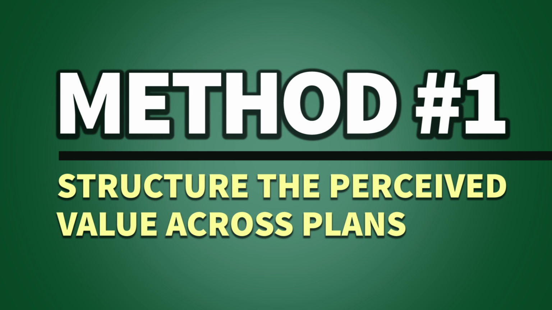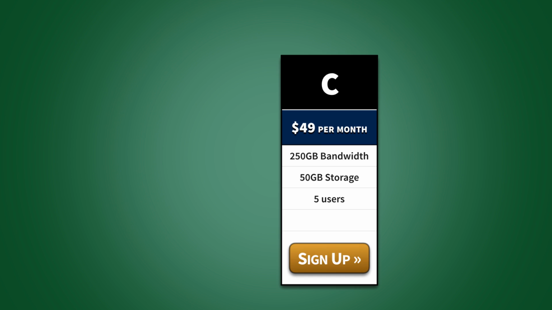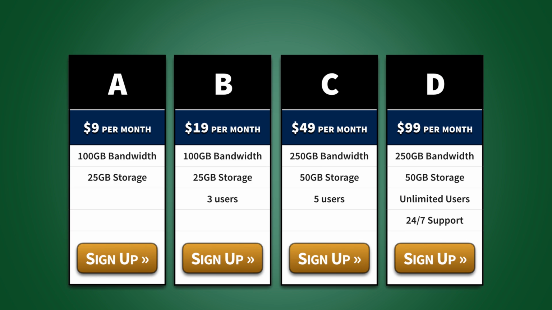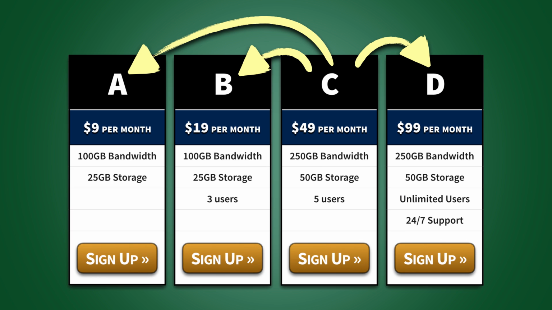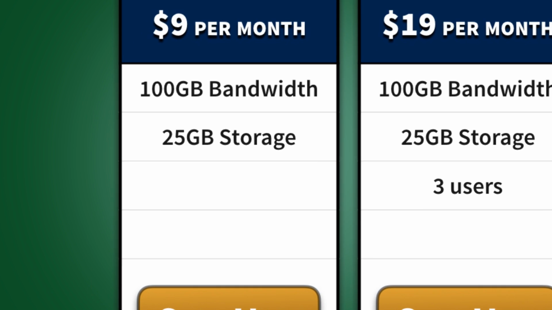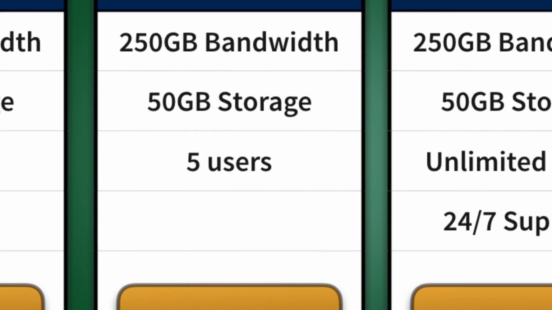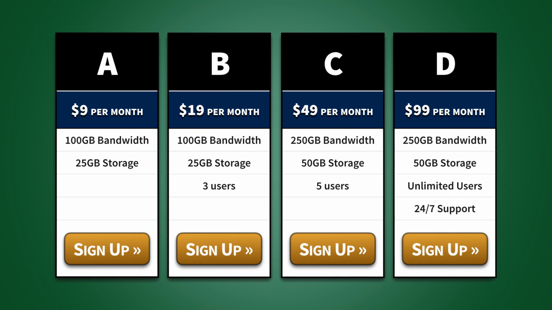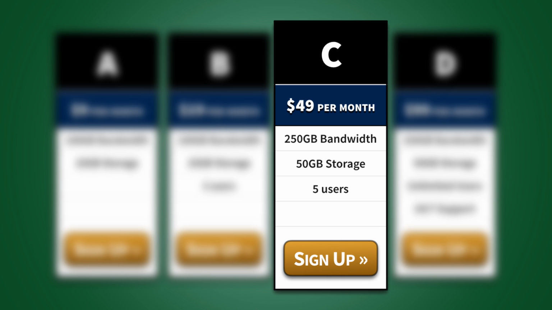So the first thing that you can do is strategically structure the perceived value. Whenever people evaluate an option, they have trouble evaluating it in absolute terms. Instead, they evaluate it in relative terms, i.e. by comparing it to the other options. And because of that comparison process, you can be strategic about how you allocate the perceived value among those options so that one option emerges as the clear winner.